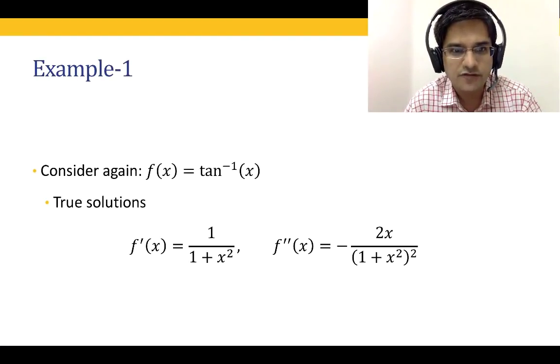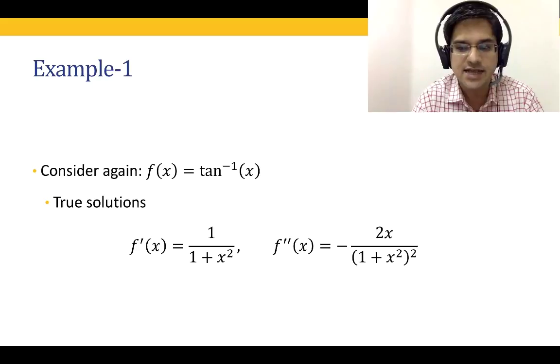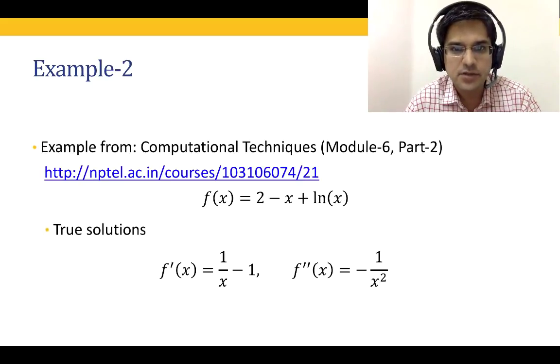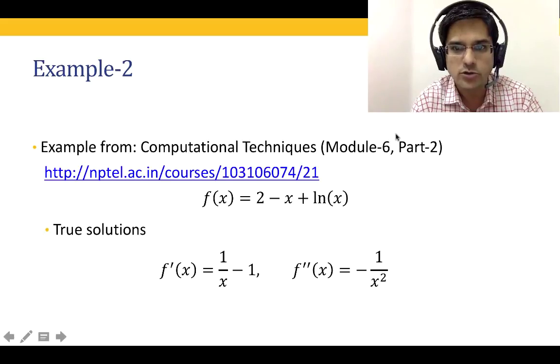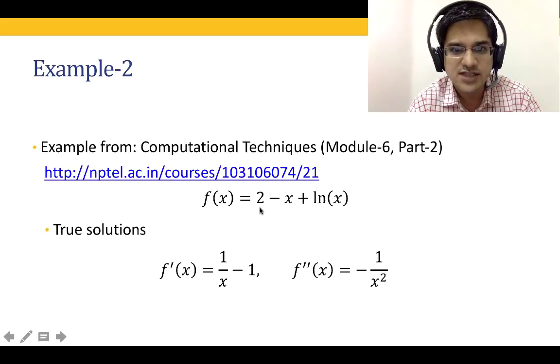Okay, so now that we have considered f double dash of x for tan inverse of x, let's go on to the next example. This example was taken from the computational techniques course, module 6 part 2. For this, f of x was 2 minus x plus ln x. What we are going to do today is to find f dash x and f double dash x for this particular function using central derivatives.